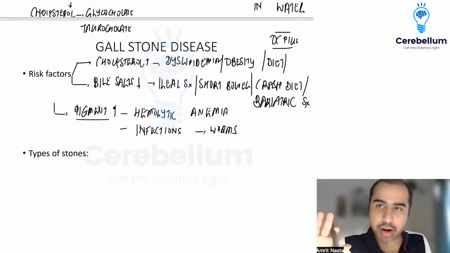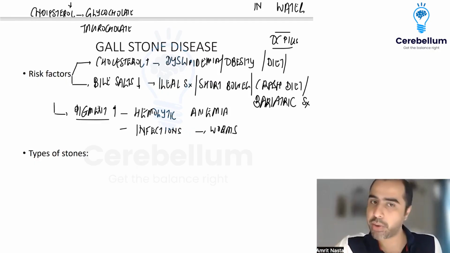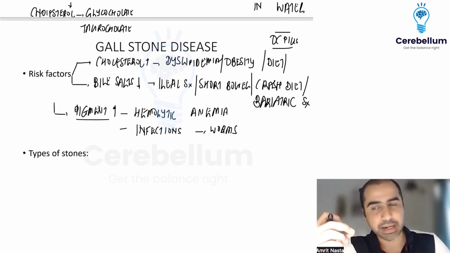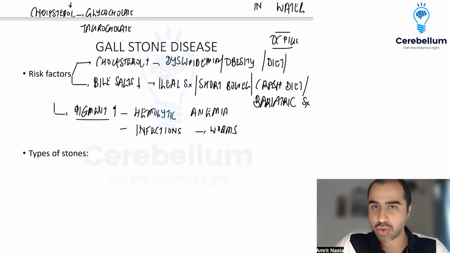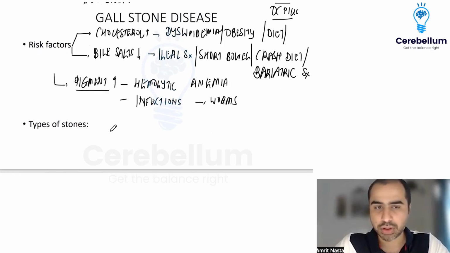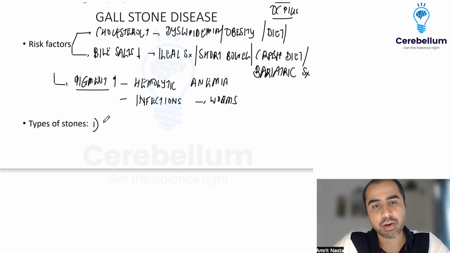These kinds of things you can understand and replicate quite well if you have spent a little time to get the concept. So cholesterol stones will happen when the cholesterol increases or bile salts decrease. Pigment stones will happen when the pigments increase, like in hemolytic anemia or infection. Simple. So when I say types of stones, there are two types. One is called cholesterol stones, which contain more or less cholesterol, or mixed stones. These are the most common type of stones in the world.